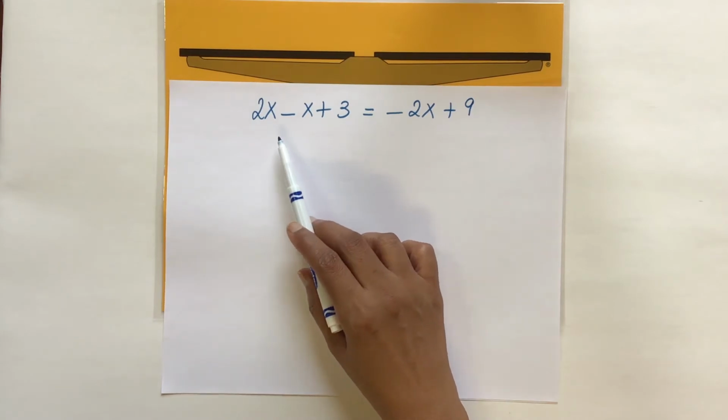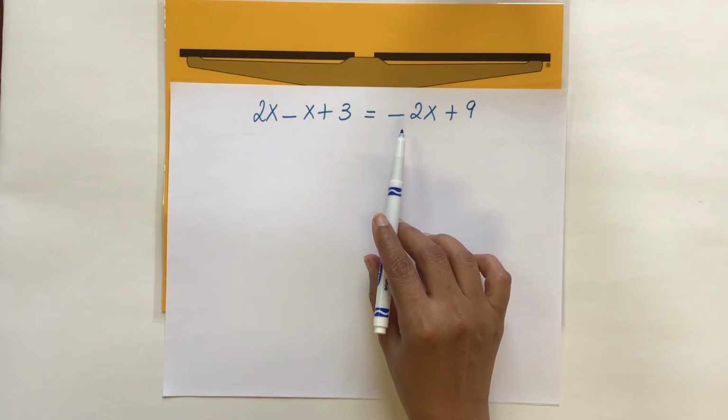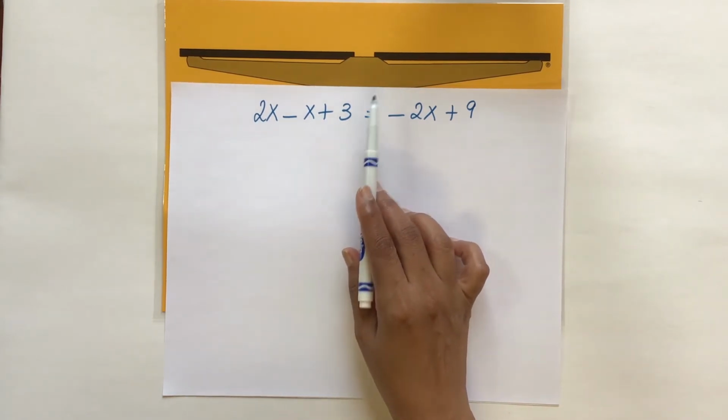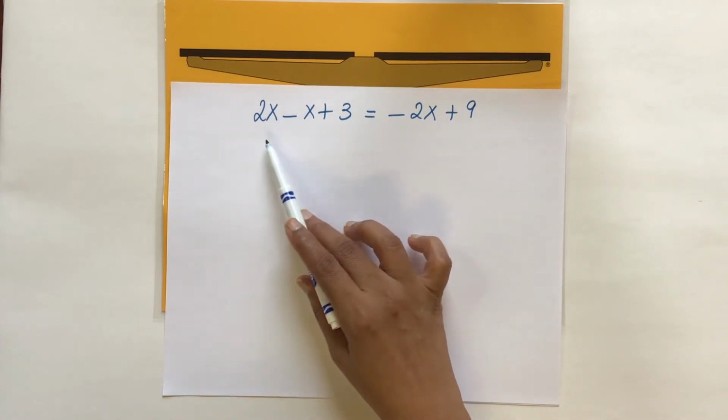This multi-step equation has variables on the left side and on the right side. In addition, you can notice there is a negative variable on the right side of the equation as well as on the left side of the equation. Let's use the mat to set this up. To begin with, we are going to use the blue pawn to set up 2x.